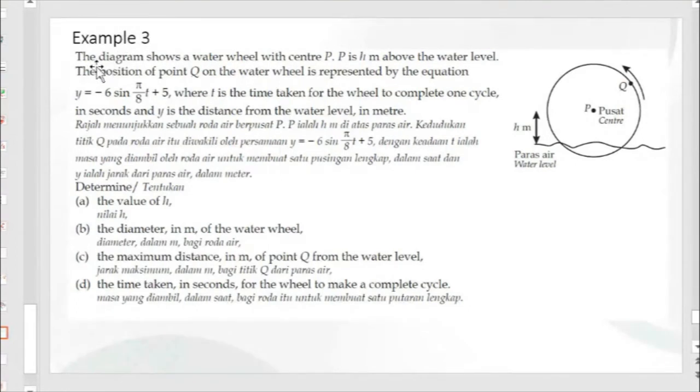Look at this example 3. The diagram shows a water wheel with the center P. This is the center. Then P is h meter above the water level. Then the position for Q, this one, is given by the equation y equal to -6 sine pi over x t plus 5.